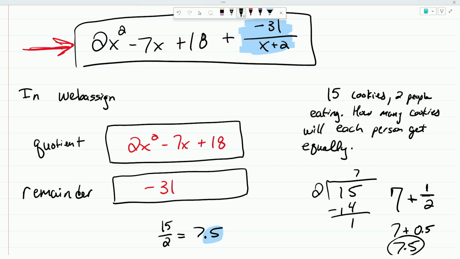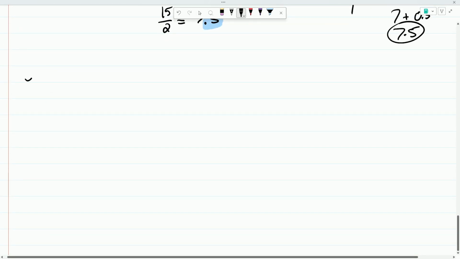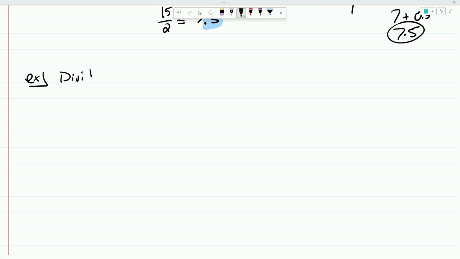Okay. Now, I'm going to go ahead and I'm going to do some examples using synthetic division here. Okay. All I want you to do is kind of, like I said, follow along and just make sure you are understanding the process. Okay. So here's another example. So let's go ahead and let's divide 5x to the second minus 3x minus 36 by x minus 3.